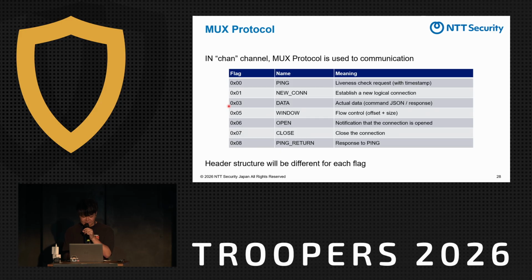In addition, 0x05 corresponds to window for flow control. And 0x06 indicates that the connection is open. 0x07 indicates that the connection is closed. As shown, each flag defines a specific role, and the header structure varies depending on the flag type.